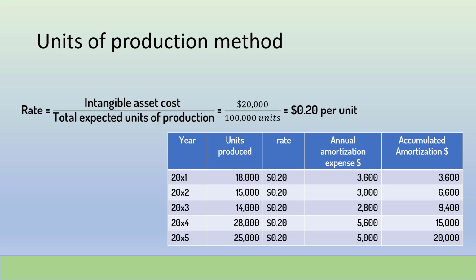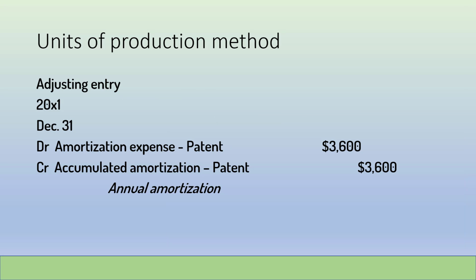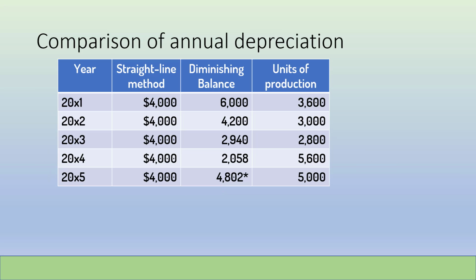And then the annual amortization expense will add up to determine the accumulated amortization. So the first year, of course, that will be 3,600. And you can see in the second year, we have $3,000 annual amortization, then you just have to add it to the previous accumulated amortization. So it will add up on and on. So the journal entry 20X1, 31st December, we have amortization expense, patent, and then accumulated amortization, patent, 3,600.